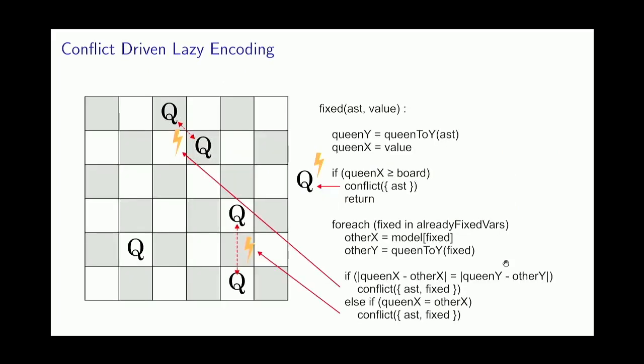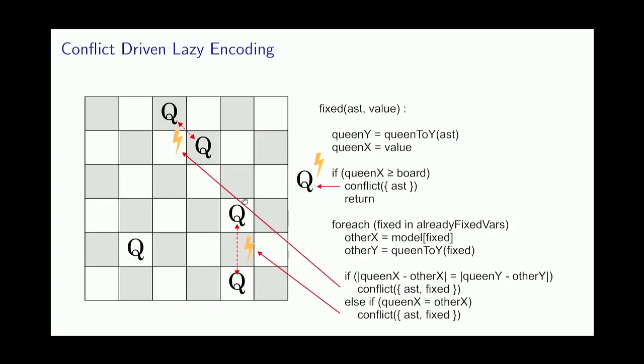We can easily code this with this nice pseudocode, where the respective C++ code is also not much longer. It says: if some arbitrary queen variable here is not on the board, then report a conflict that this particular variable is not assigned in a good way. Or, if that's fine, then we compare it against all other queen variables that are fixed so far.